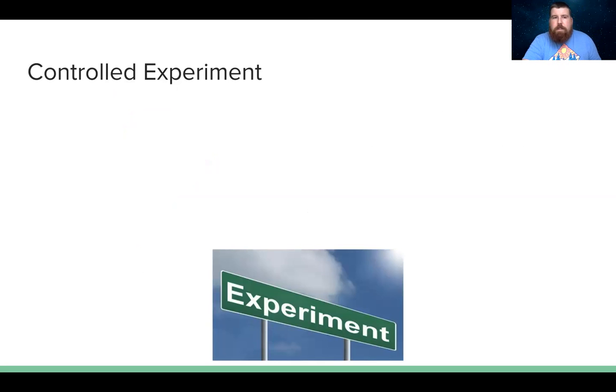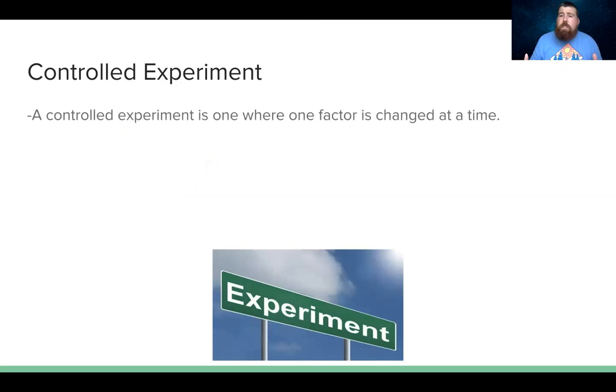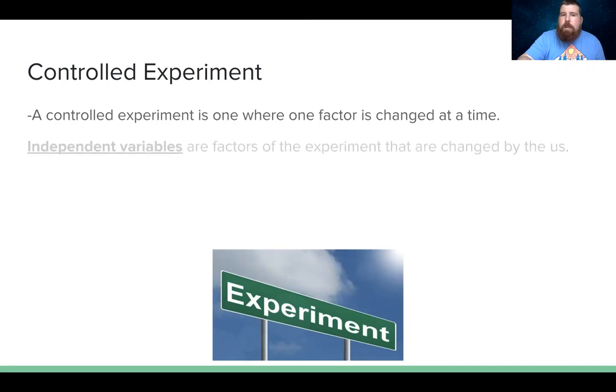The test is called a controlled experiment. A controlled experiment is where you change one factor at a time. We call these factors variables. It's very important that we only change one variable of the experiment at a time, because if you start changing more than one thing and there ultimately is a change in the experiment, you don't know which one of those variables or factors caused the resulting change. It is important that in a controlled experiment, you only change one factor or variable at a time.